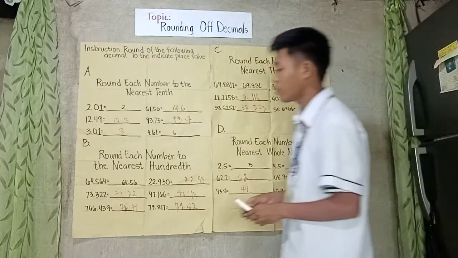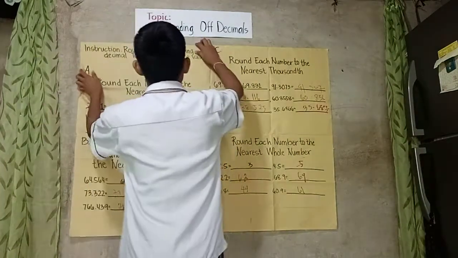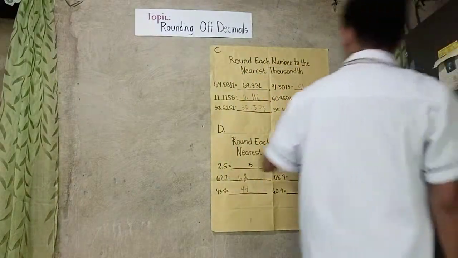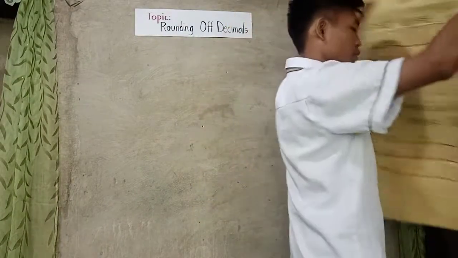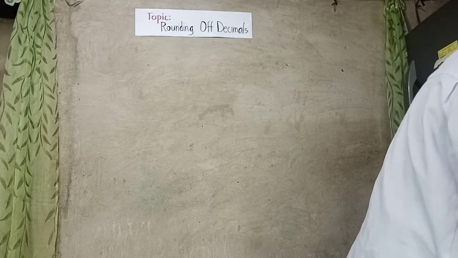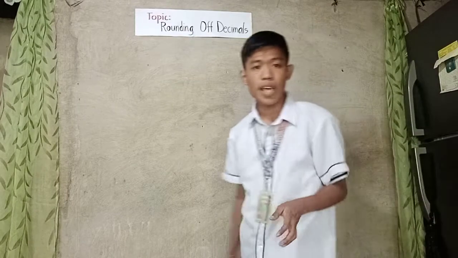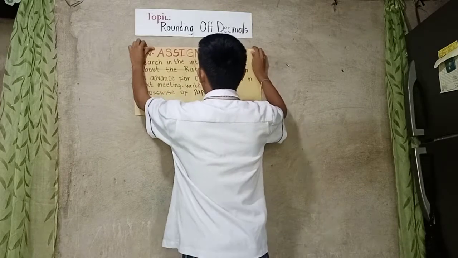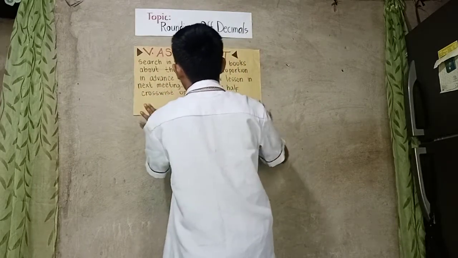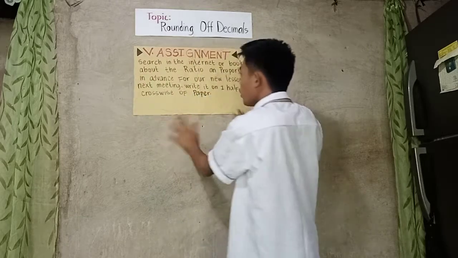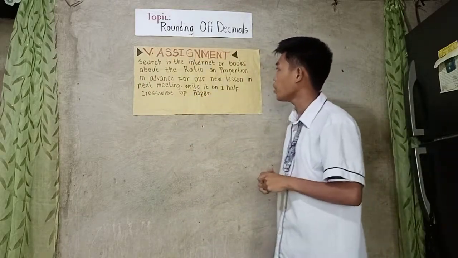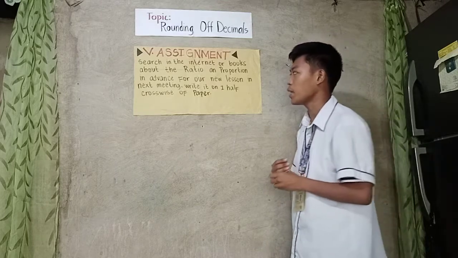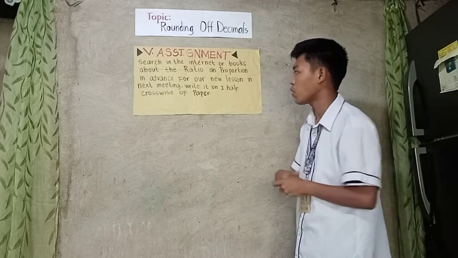So at this moment, before we end the class, I will be giving you your assignment. For your assignment, you are to search on the internet or in books about ratio and proportion in advance for a new lesson in the next meeting. Write it on 1/2 crosswise of paper.